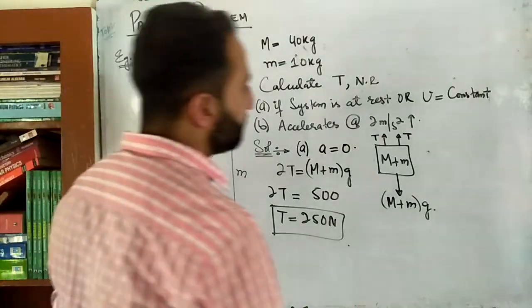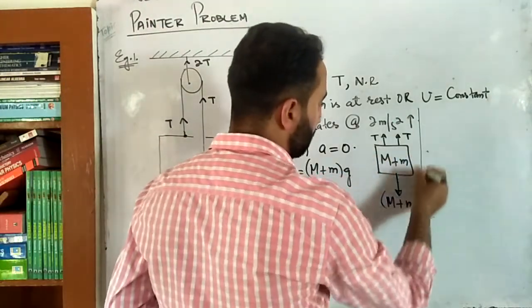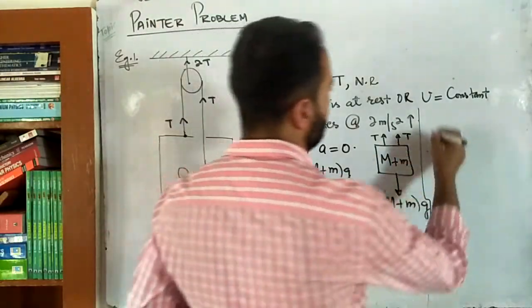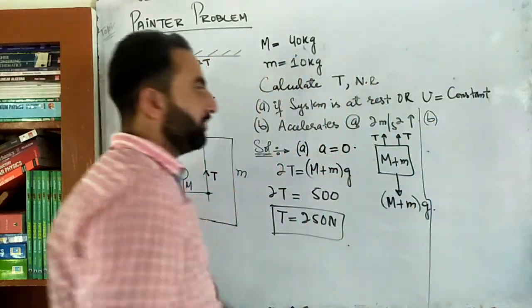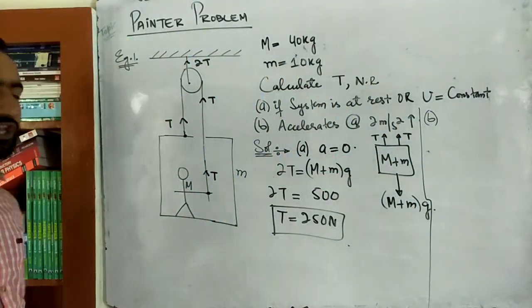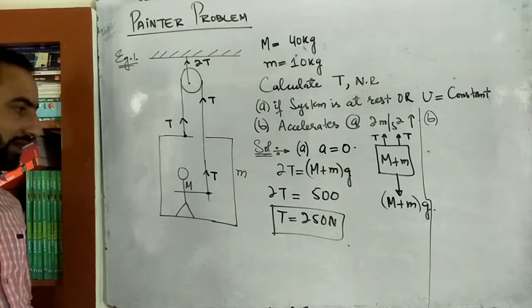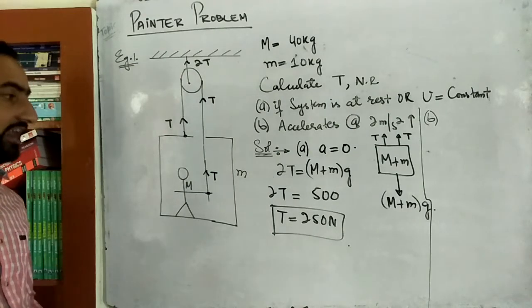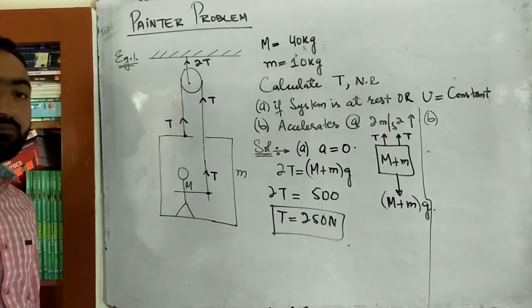Now next, you are supposed to calculate the normal reaction. Let's try to calculate the normal reaction here. So the B part is that you will have to calculate the normal reaction. Since you have to calculate the normal reaction exerted by the elevator on the man, I will construct the free body diagram for the man.